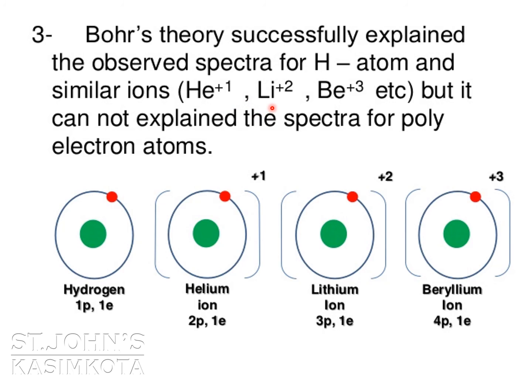Then next is Li, that is lithium. Lithium's atomic number is 3. Here, when lithium loses 2 electrons, it becomes Li plus 2. So when it loses 2 electrons, it possesses only 1 electron. So it is similar to the hydrogen atom. So Bohr's theory could successfully explain the spectra of hydrogen atoms and hydrogen-like ions, but it could not explain the spectra of polyelectron atoms. It could not explain the structure of atoms which contain more than one electron.